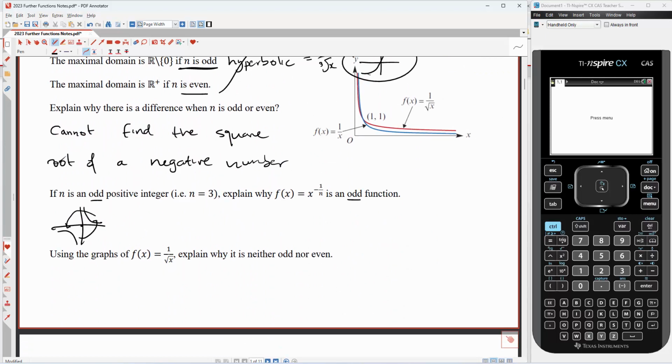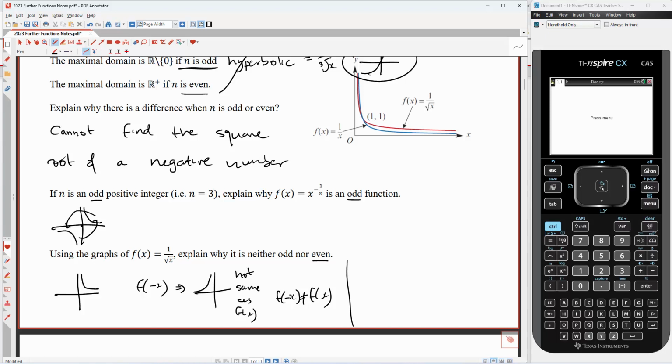Using the graphs of f of x, explain why it's neither odd nor even. Let's do that graph there. So that's this one. Now, it's not even, because f of negative x would look like this. That would be a reflection in the y-axis, which would be this graph here, which is not the same as the original. So that would rule that out. So we're going to say not the same as f of x, or we could say that f of negative x is not equal to f of x.